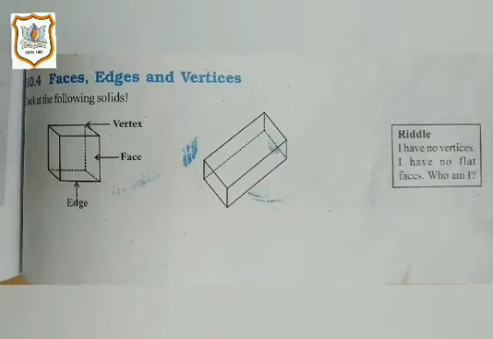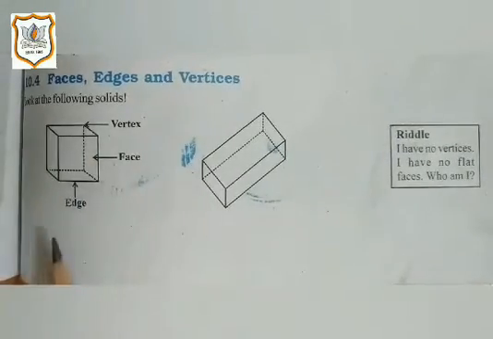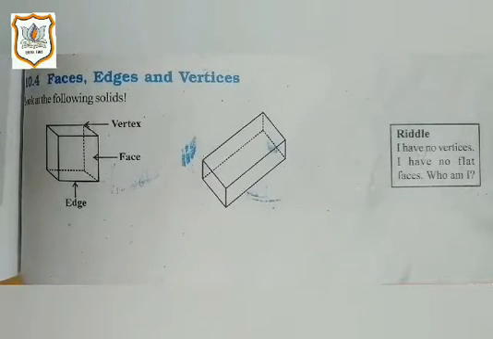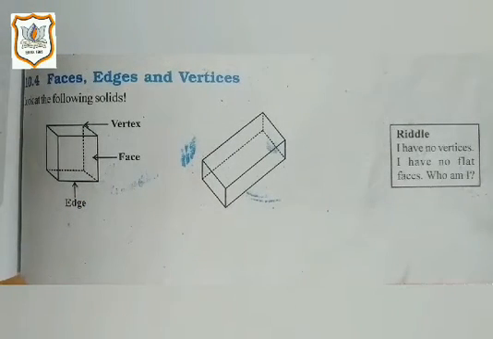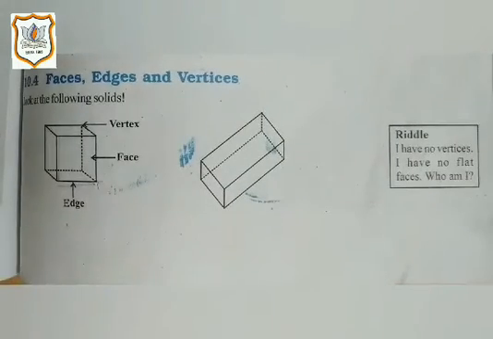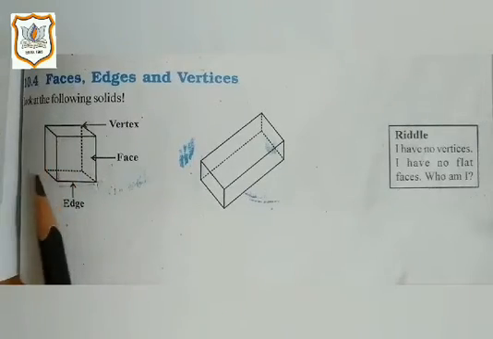Look at the following solids. Students, you can see in this solid, vertex, face and edges are given. So students, flat surfaces are called faces, and faces meet in straight lines called edges. So these straight lines are called edges, and these points are called vertices.